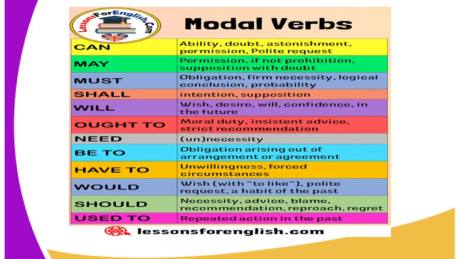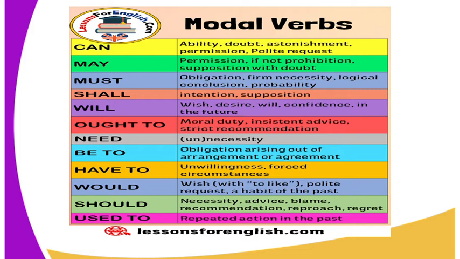Examples, we have can, which shows ability, doubt, astonishment, or permission. Then we have may, which shows permission. Then we have must, shows obligation, so what you have to do. Then we have shall, intention. Then we have will, it shows wish. Then we have ought to, moral duty. We have need, that is necessity.